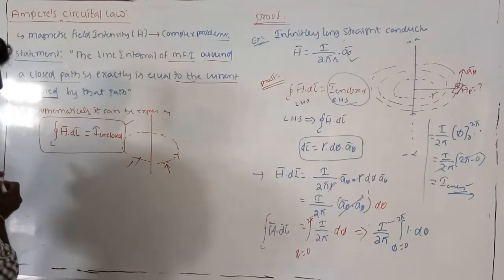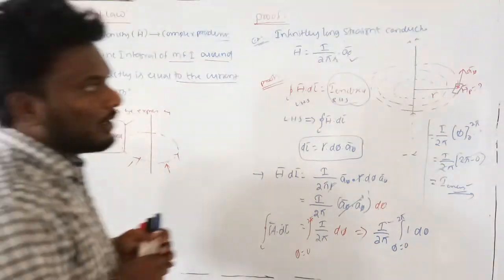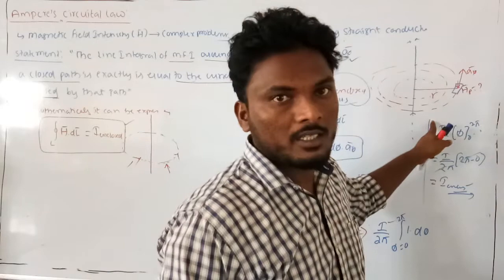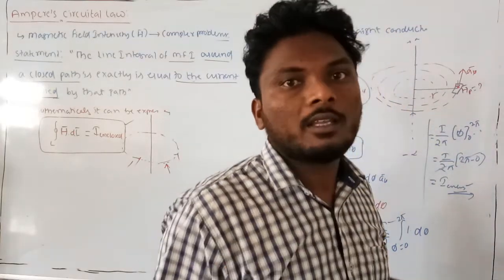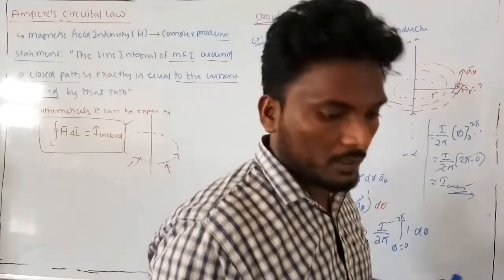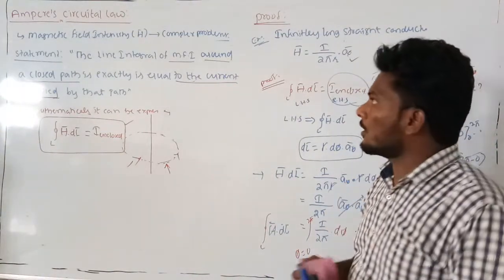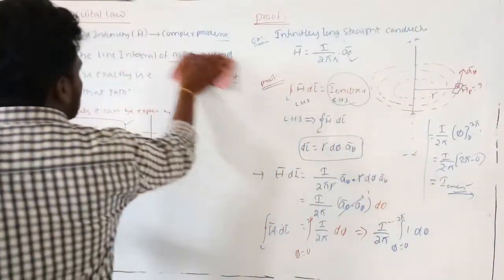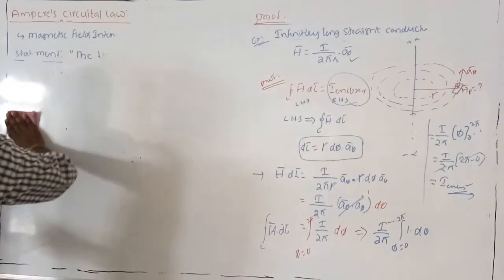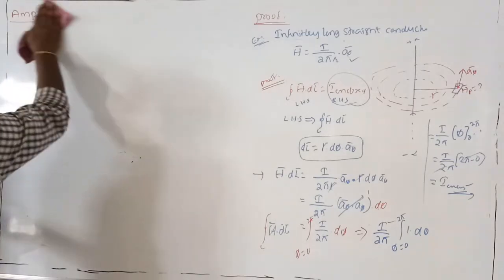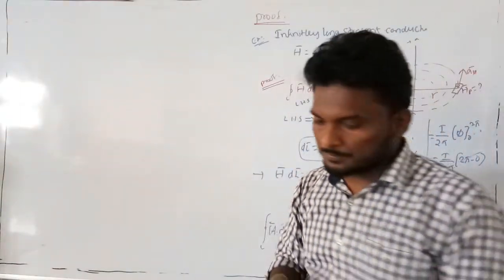So whenever you are applying Ampere circuital law, the Amperian path need not be a circular one. It may be of any shape, but the conductor should be enclosed by the Amperian path, or closed path. Now let us see the steps to apply Ampere circuital law. Here we have some steps to apply Ampere circuital law for complex problems. So all of you note down the steps here.